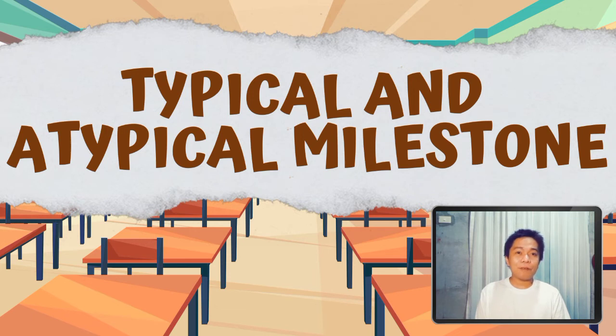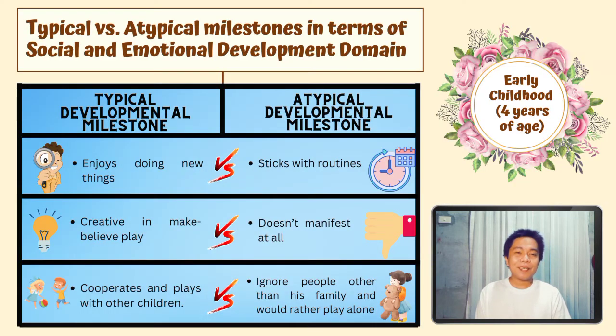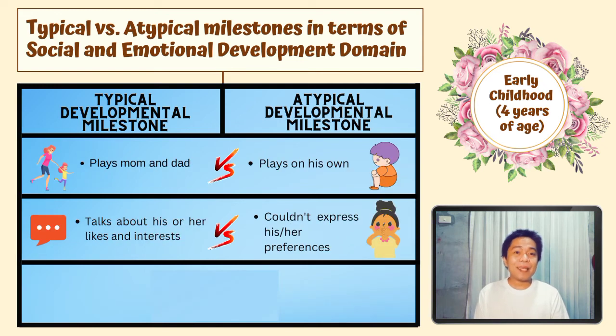But we will only focus on 4 and 5-year-old children. First, the typical and atypical milestones of a 4-year-old child in terms of the social and emotional development domain. It is typical when a child enjoys doing new things, and atypical when a child sticks with routine. Creative in make-believe play versus doesn't manifest it at all. Cooperates and plays with other children versus ignores people other than his family and would rather play alone. Plays mom and dad versus plays all by himself. Talks about likes and interests versus couldn't express his preferences.